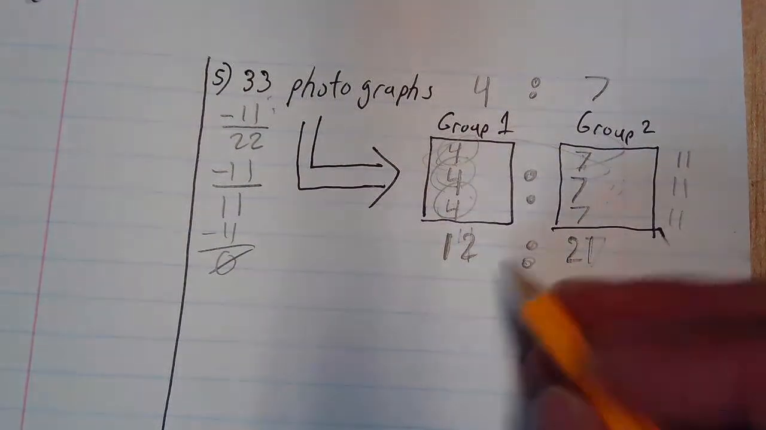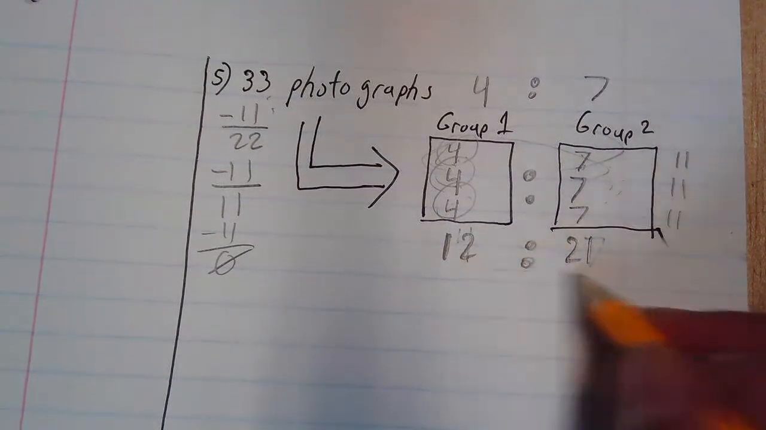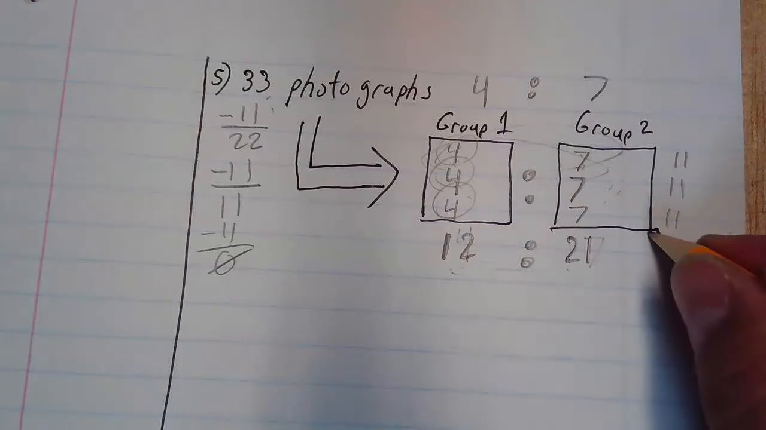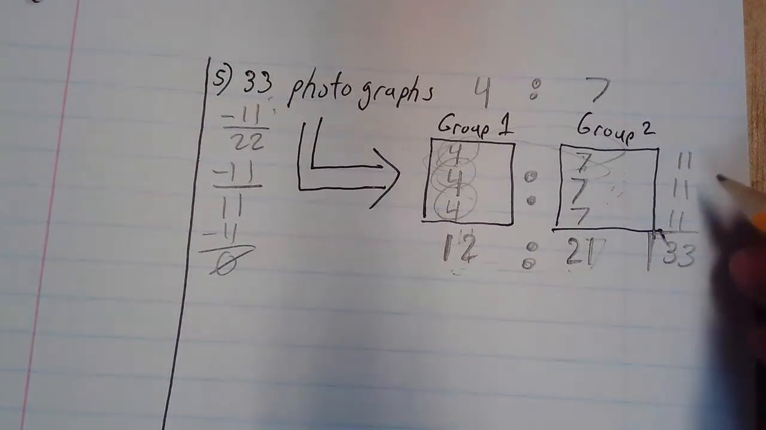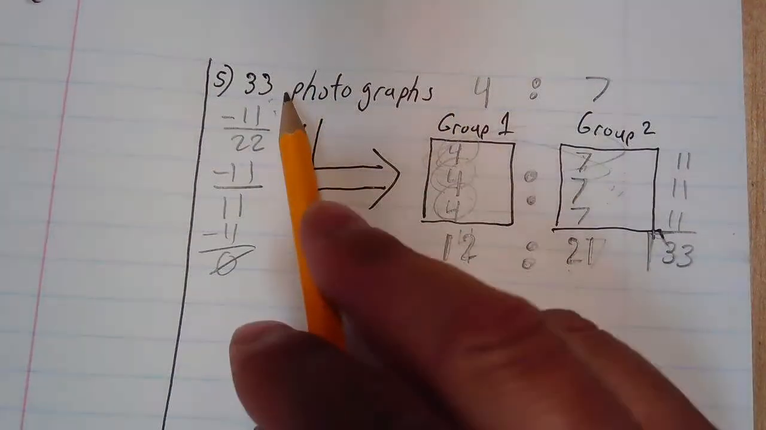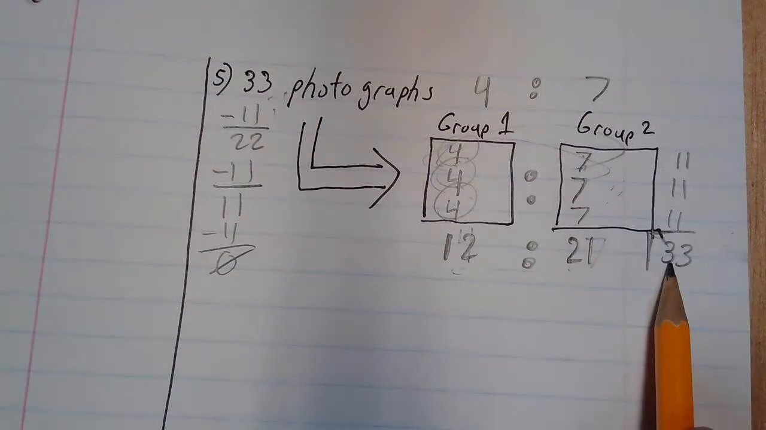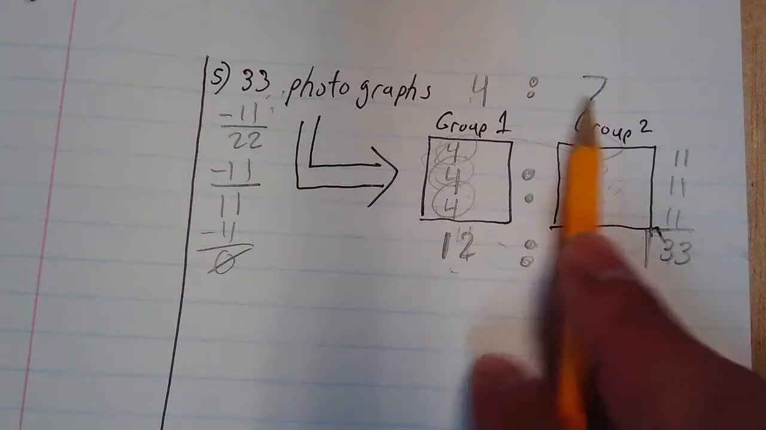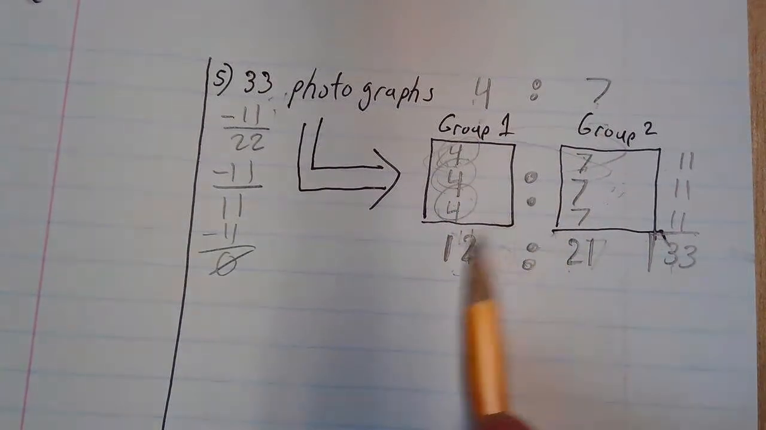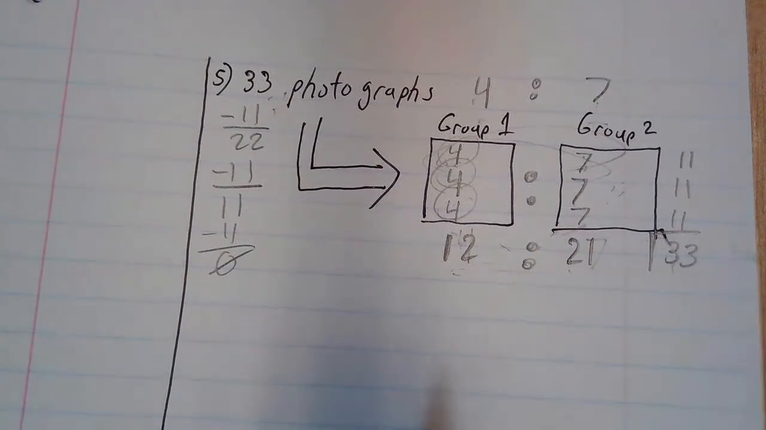Now, I want you to look at this. If you add these 2 photos together, the quantity, 12 plus 21, it's 33 photos. It works out. You start with 33 photos, you end with 33 photos, just broken up into 2 groups where your friend gets 4, you get 7, and just back and forth, back and forth. Right? That's number 5.